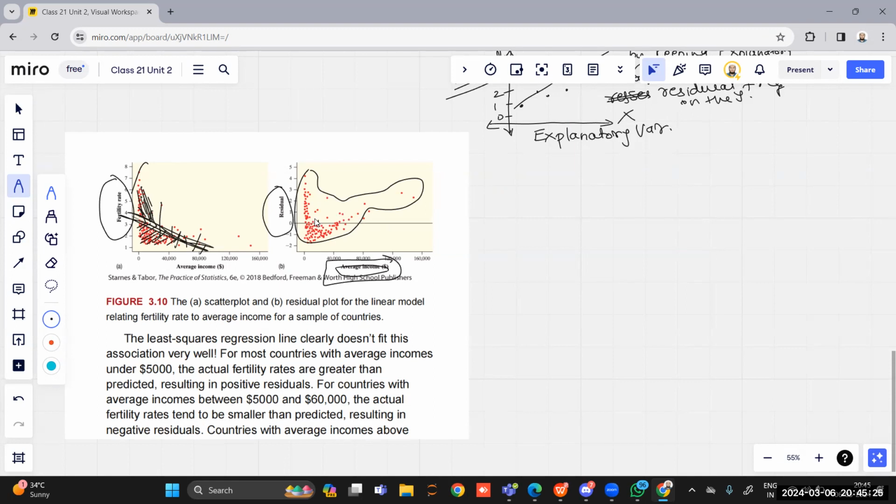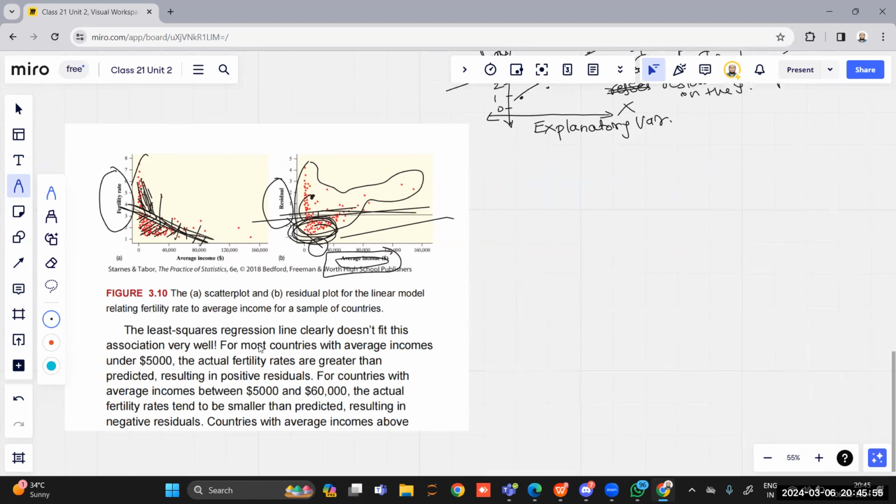Yes. So for most countries with average incomes under 5,000, the actual fertility rates are greater than predicted. So the actual fertility rate for these countries will be greater, as this line will predict lower rates than what we had predicted by this.